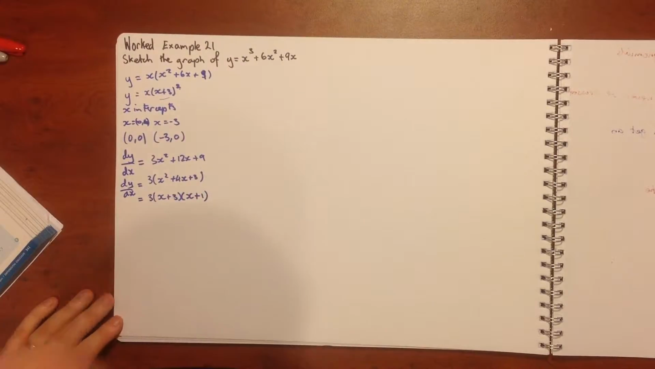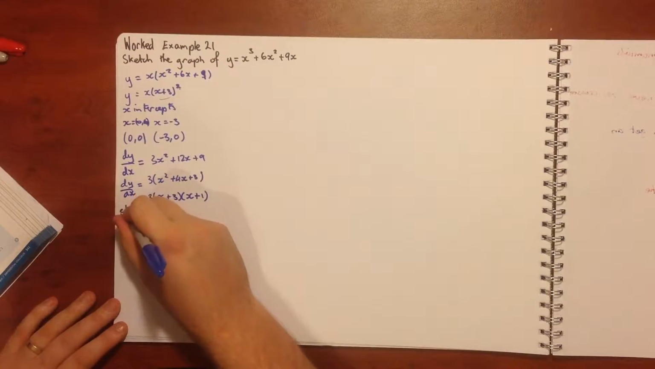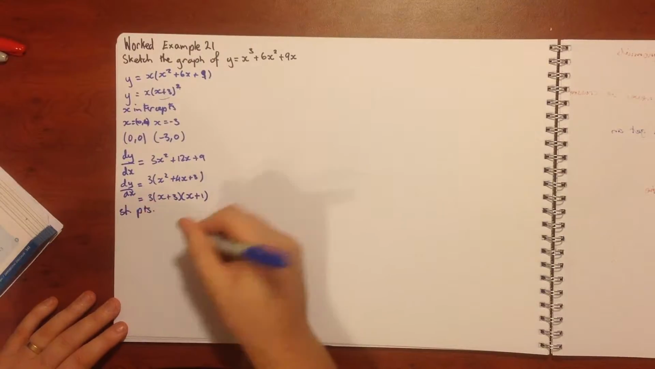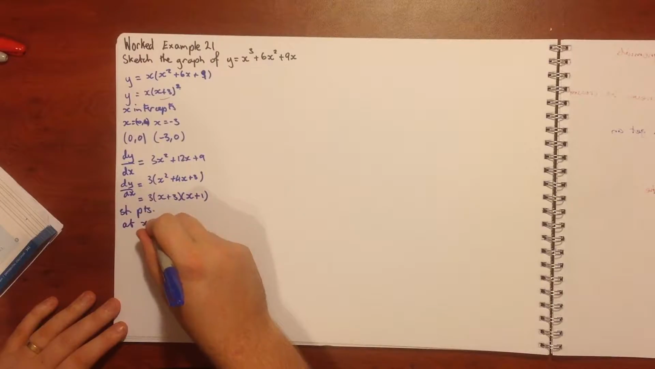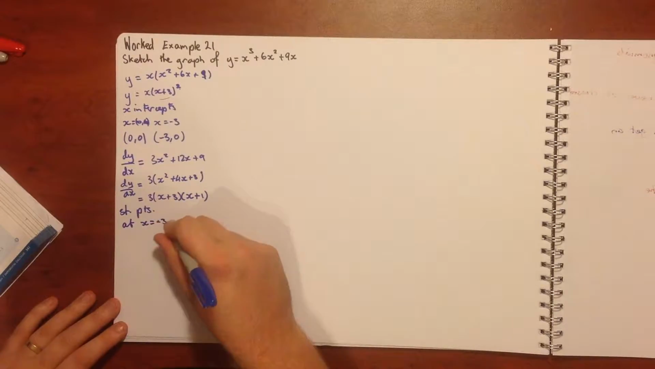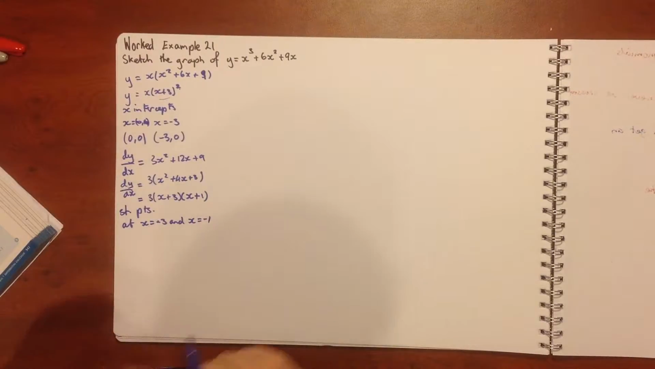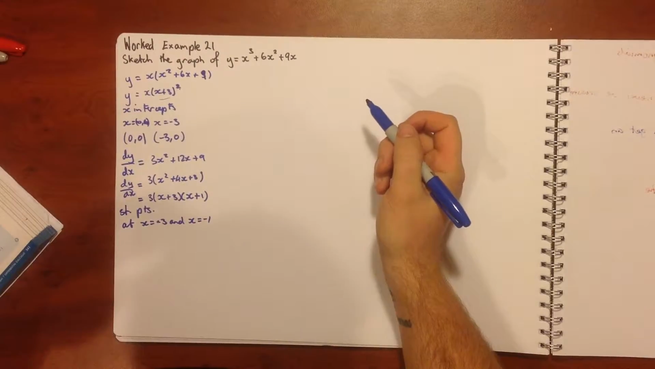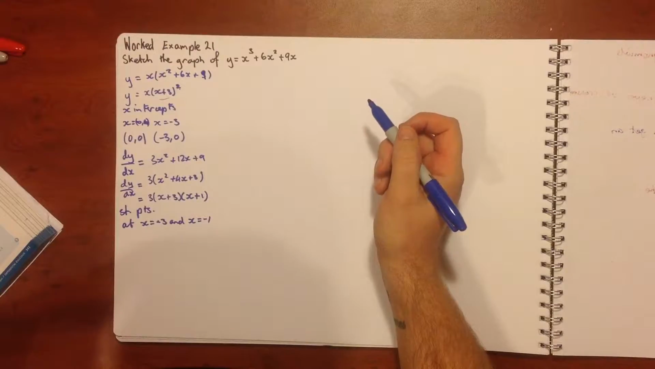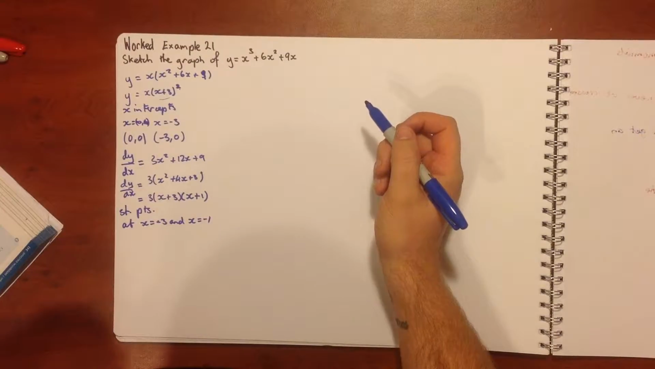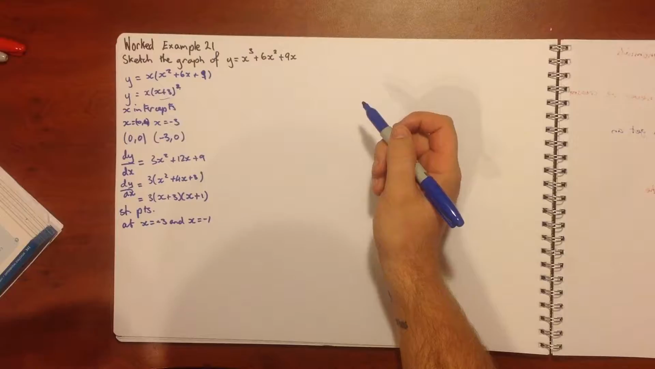Okay, so we can see that we're going to have stationary points at x equals minus 3 and x equals minus 1. Okay, so we don't know what these stationary points are yet. But we can actually have a bit of knowledge here and think about this pretty logically.